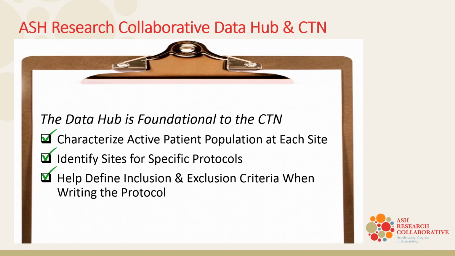So when we go to do a trial, we'll be able to look and see how many patients have actually been seen in the last 6 months. We'll be able to identify the sites' specific protocols. So the protocol's already written. We will be able to look at the inclusion-exclusion criteria and pick the sites that have the most appropriate patient populations to do those studies.